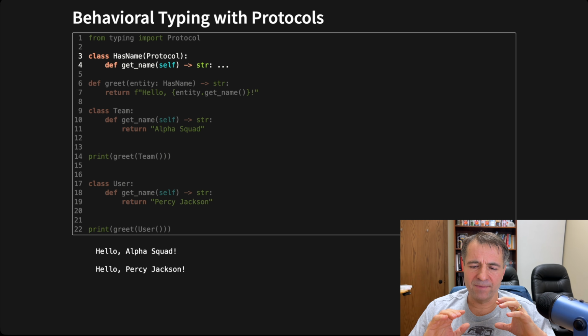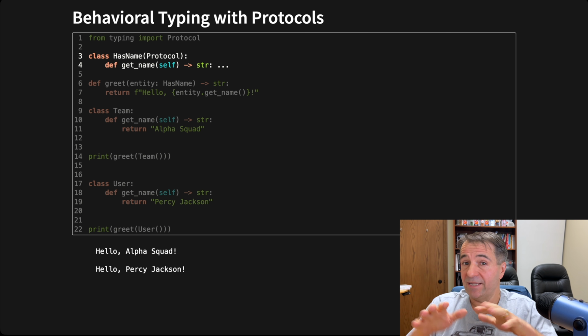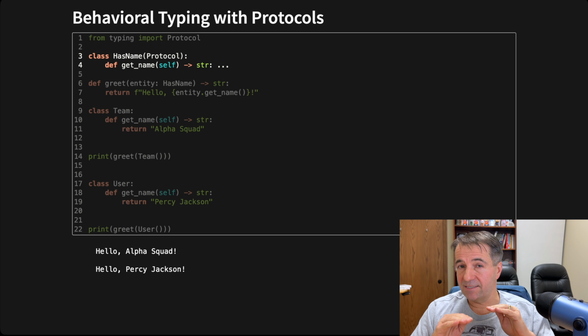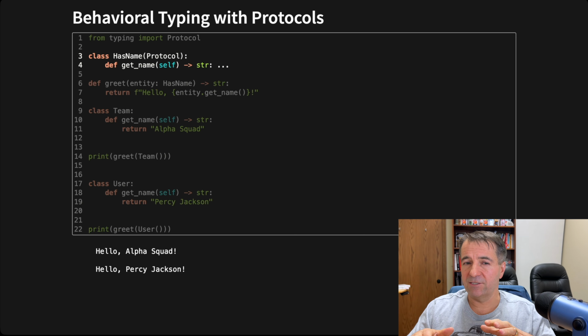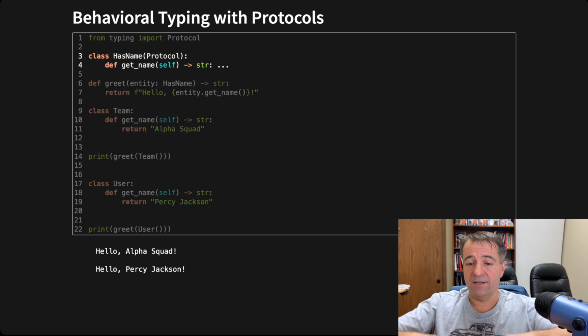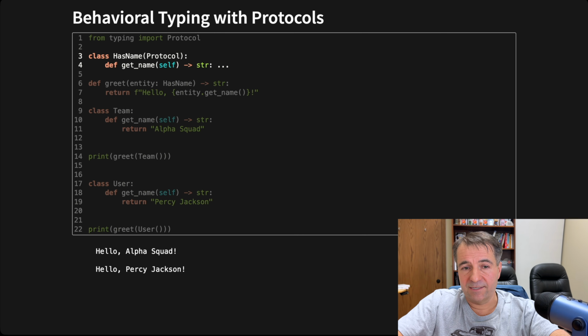It's sort of a rule. The rule here would be you need to have get name. You can have other stuff, but you at least need get name, and it needs to return a string, and the ellipsis at the end there will always be when you define the protocol. You're basically saying we're not defining the function here. We're just saying it needs a function like this or a method like this.